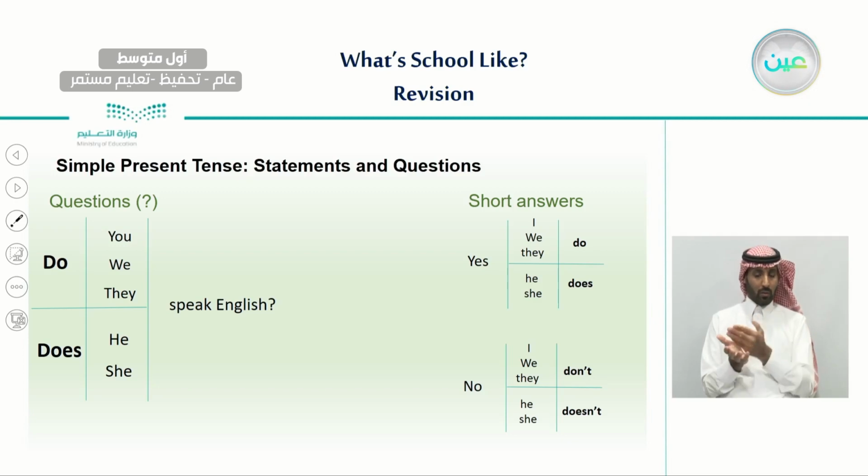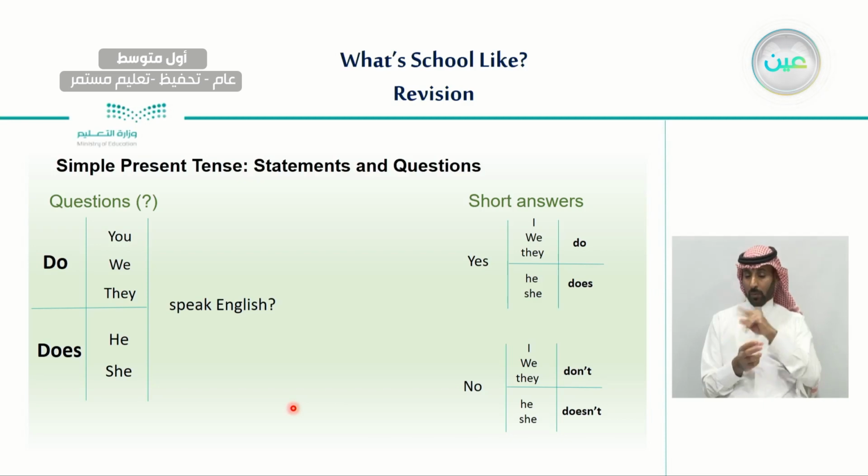And as we did with the first one, if the answer is affirmative, or a yes answer, we would say, yes, I do with this pronoun, or yes, he does with this pronoun. Or as in negative sentences, no, I don't, or no, he doesn't. And this is only an example of the simple present tense we had last time.